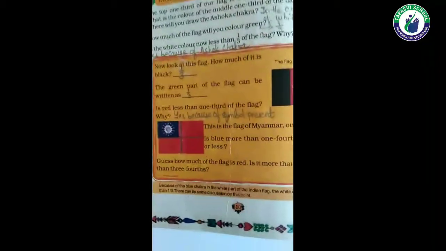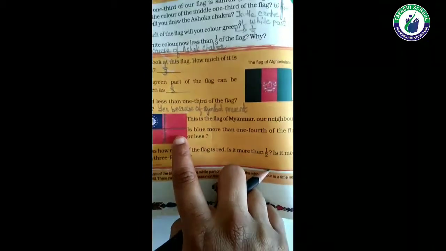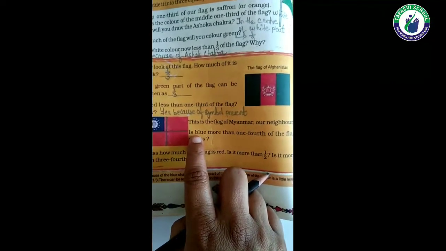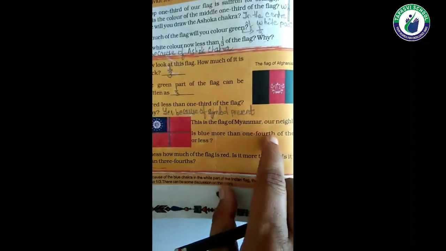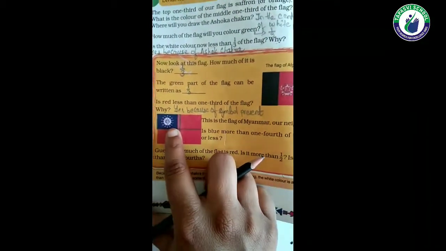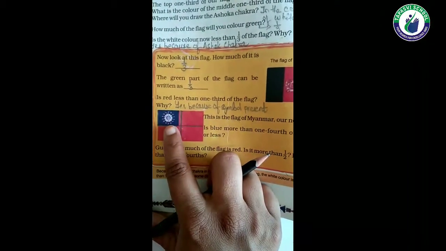Okay, students. Now just see this. This is the flag of Myanmar, which is our neighboring country. The first question that they have asked here is, is blue more than 1/4 of the flag or less? That means we have to say whether this blue part is more than 1/4 or less than 1/4.